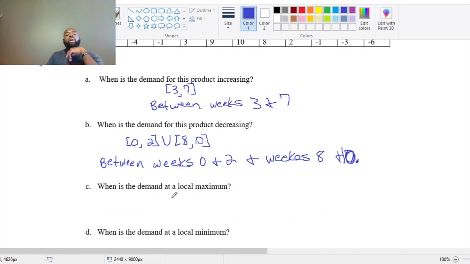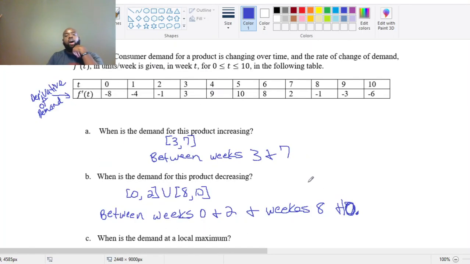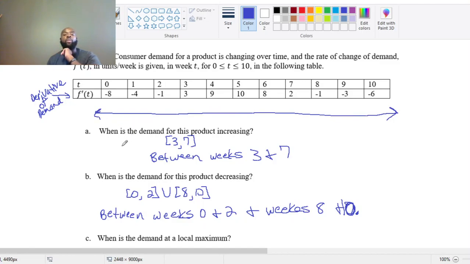All right, it says, when is demand a local maximum? Well, what we're given here is the signs of the derivative, right? The local maximums and minimums are going to occur when the derivative equals 0. Well, we don't see a 0 for any of these derivatives, right? But we do know that somewhere between weeks 2 and 3, the derivative has to be 0, right? Because at 2 and before, our derivative is negative.